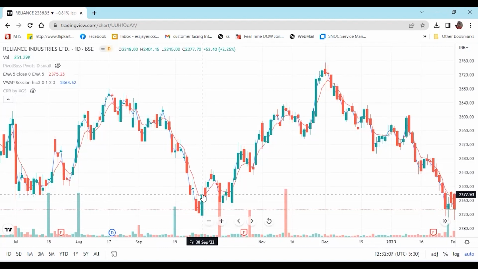So what does it mean? This means that somehow there are not a lot of sellers, because the volume is not so high, right? But here you can see the volume is also not so high, yet the market has been pushed very heavily over here.